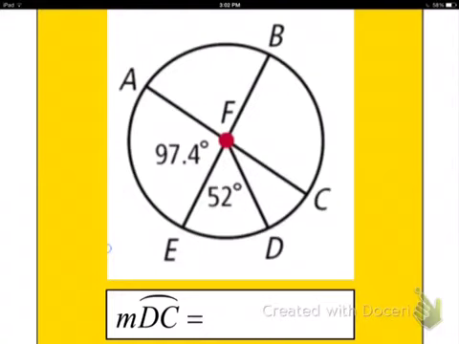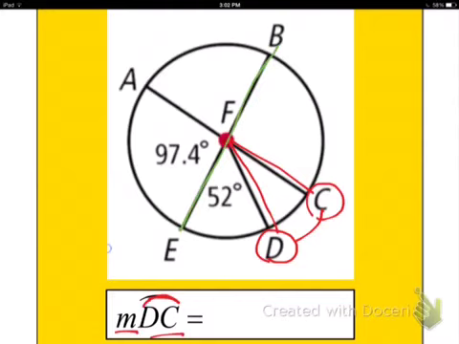This question wants us to find the measure of arc DC. There's your arc symbol. So I want to go from D to C. Well, I know from the last question that this arc, there's your vertical angles, I know this one was 82.6.